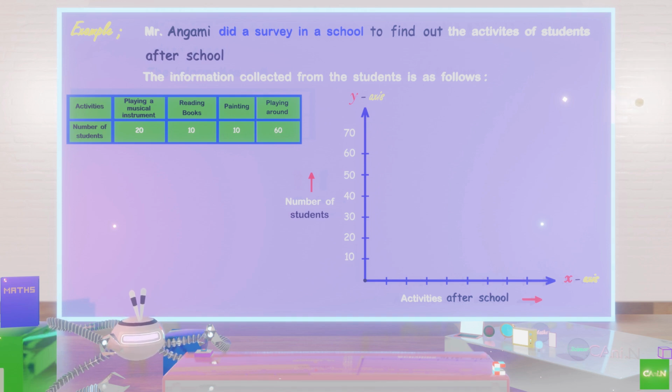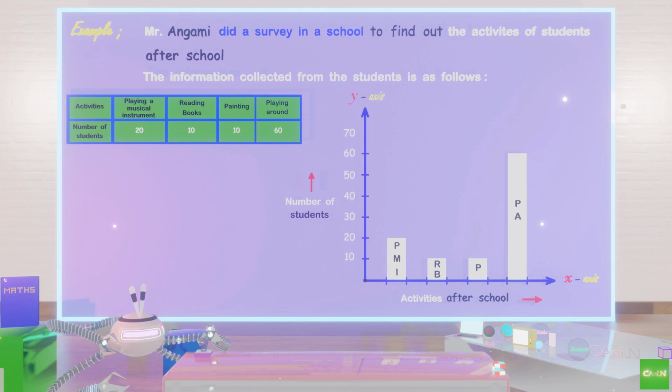Now, let us plot the graph. Students playing a musical instrument after school, 20. Number of students reading book after school, 10. Number of students painting after school, 10. And number of students playing around after school, 60. So, this is representation of data, and this type of graph is called bar graph.